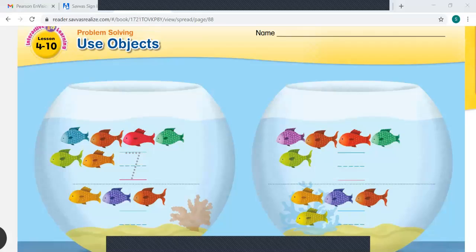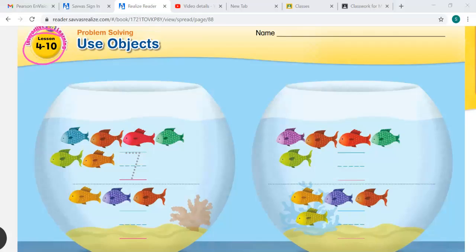We are on lesson 4-10. Use objects. You've already learned about ordering numbers. Today, you're going to learn about how to use counters to solve a word problem. Let's look at our worksheet here.